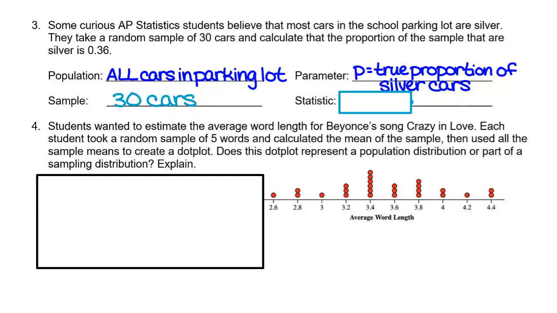What would my statistic be then? The silver cars in the parking lot. What? 0.36. What symbol am I going to use to represent this? P hat. So I'm going to have P hat equals 0.36.